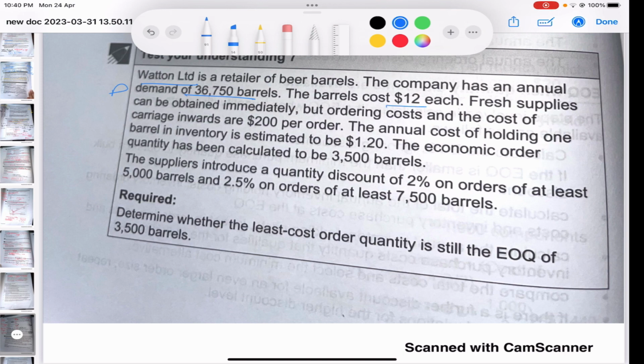Fresh supplies can be obtained immediately, but ordering costs and cost of carriage inwards are 200 per order. So the carriage inwards should be the ordering costs as well. Alright. The annual cost of holding one barrel is estimated to be $1.20. The economic order quantity has been calculated to be 3,500 barrels. The suppliers introduce quantity discount of 2% on orders of at least 5,000 and 2.5% on orders of at least 7,500. So what are we supposed to find out?